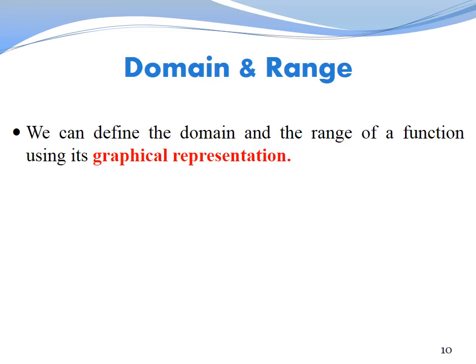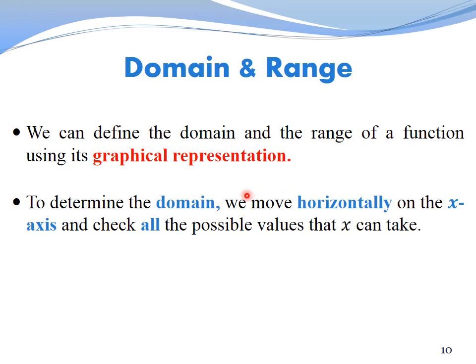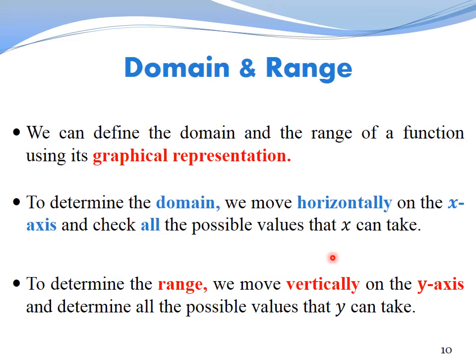If we need to identify the domain and the range graphically, we can use an easy tip. To find the domain, we move horizontally on the x-axis and check what are all the possible values that x can take. So we move horizontally on the x-axis. On the other hand, to determine the range graphically, we move vertically on the y-axis and see what are all the possible values that y can take, as we'll see in the next examples.